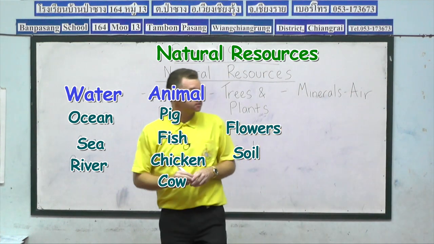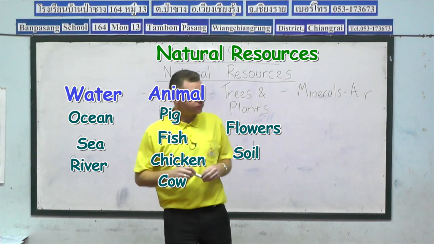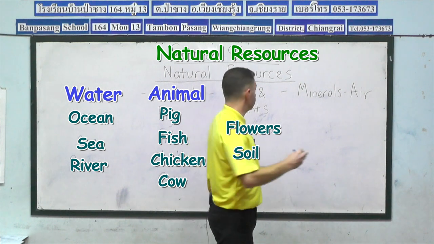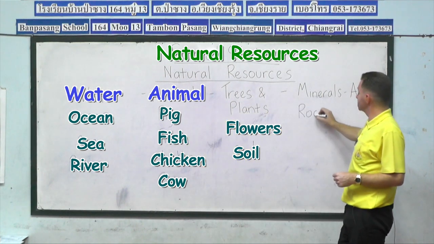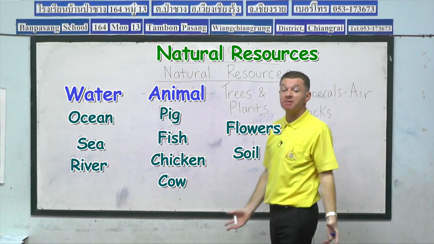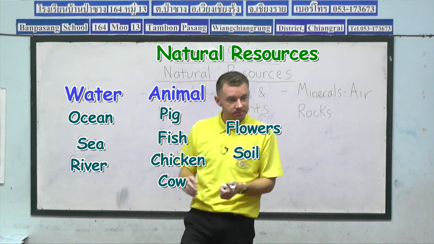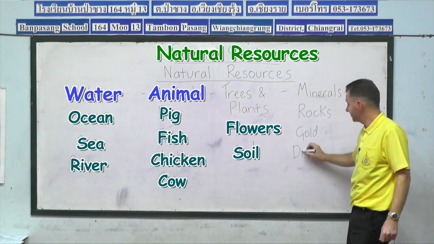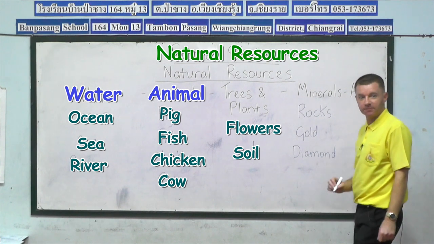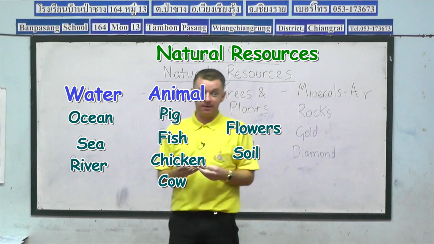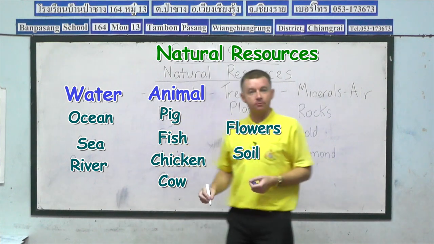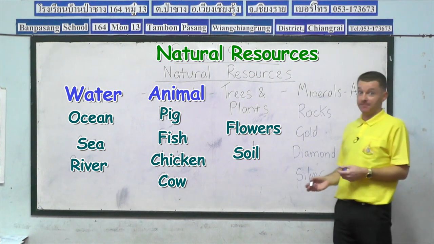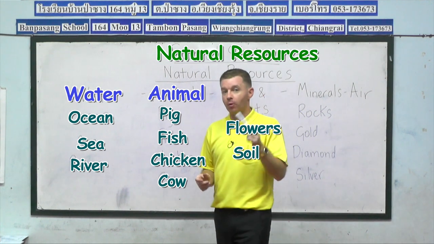Now, thinking about minerals, can you think of any minerals that come out of the ground? Any types of rocks or stones? Rocks, okay. So we've got rocks, R-O-C-K-S. Minerals are things that can be found inside the earth, including precious metals. Gold. And if we're really lucky, we might even find diamonds. Very expensive. If we find the diamonds, we're very lucky. And silver too, yeah. Silver is another type of precious metal, just like gold. And they are all examples of minerals. And finally, we have air. Now, air is what we need to breathe and is a very important natural resource.